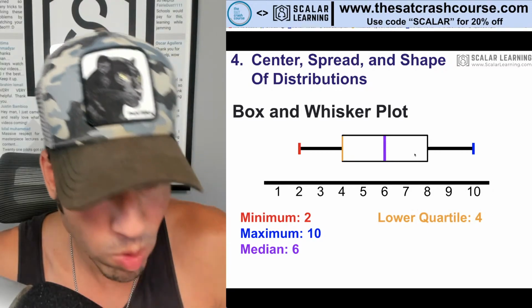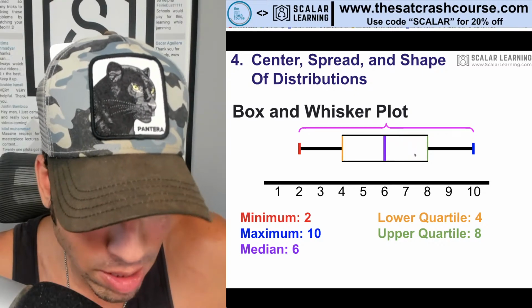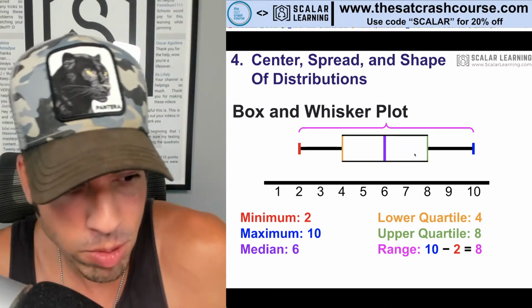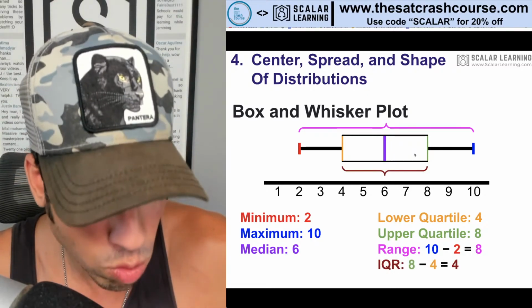Then we have lower quartile, that orange section. We have the upper quartile, that section over there, that is 8 on the other end of the box. And then that entire length, minimum to maximum, of course, is the range. And then we got the interquartile range, which is the green minus the orange, which is 4.